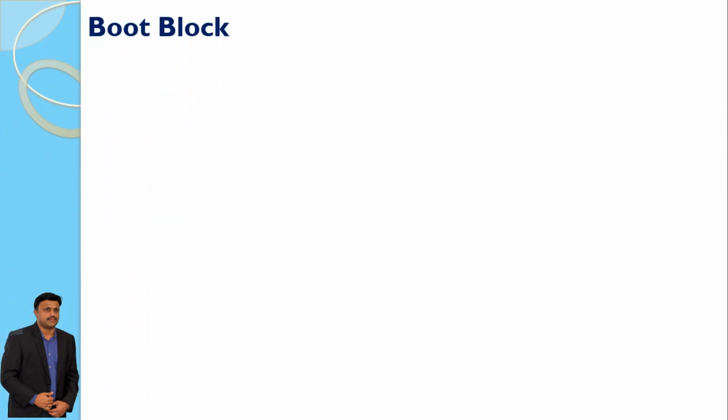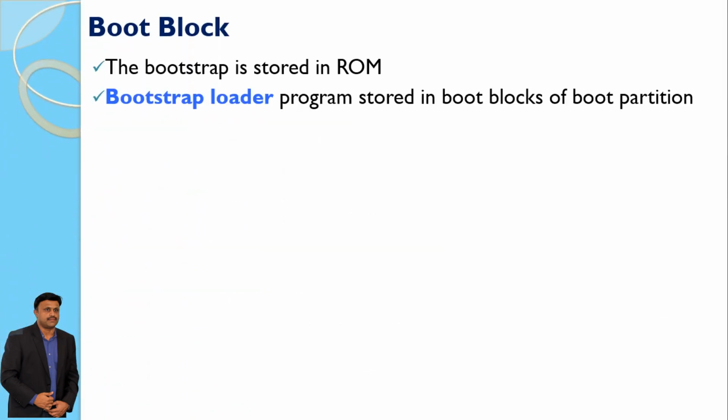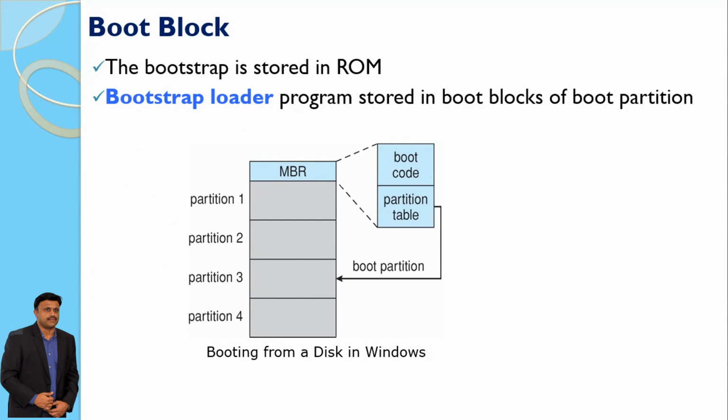The bootstrap program is stored in ROM and is essential for booting the system. It is stored in the boot blocks of the boot partition, which includes the partition table and boot code.